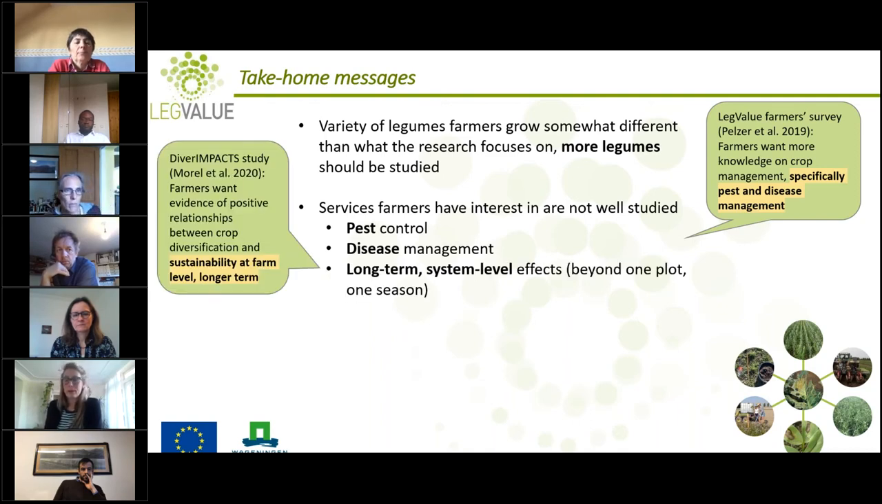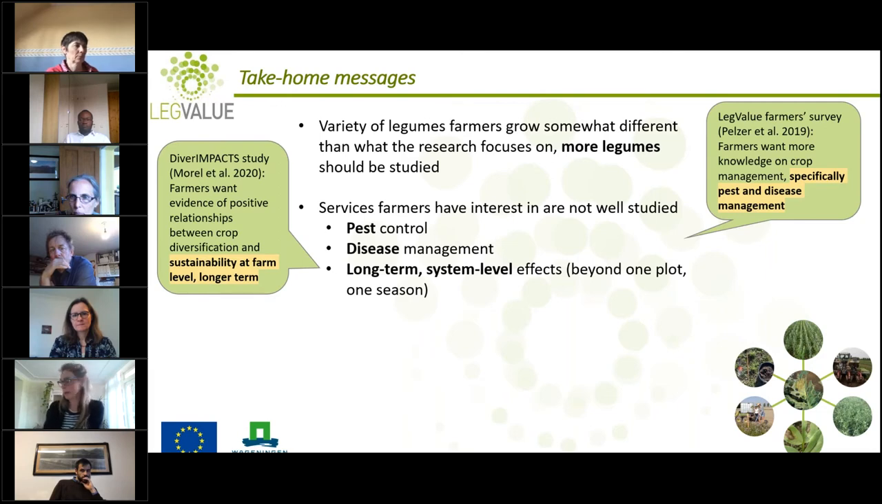Similarly, we also saw that there were not very many studies at the long term or larger scale. And this is another thing that farmers said they wanted. In the Diver Impacts project, which is a related project to Leg Value, some colleagues looked at barriers to farmers for crop diversification in general, so legumes being one of the crop diversification methods. And they found that farmers really wanted evidence of the sustainability benefits of legumes or any kind of diversification at the farm level and at longer term scales.